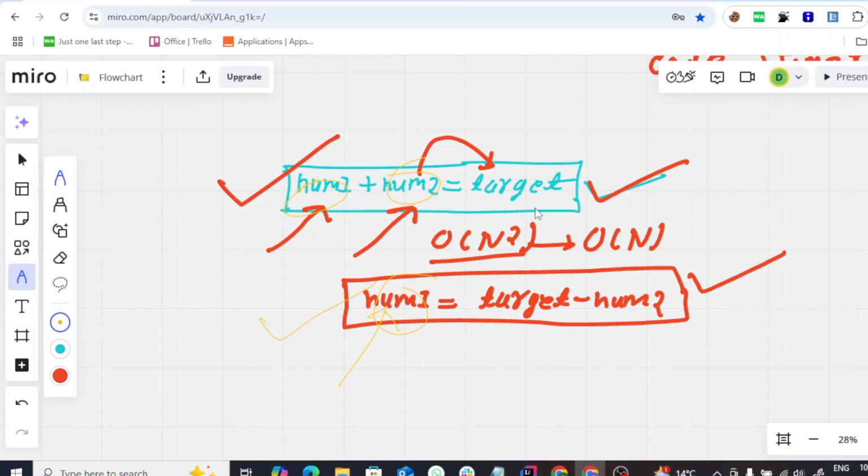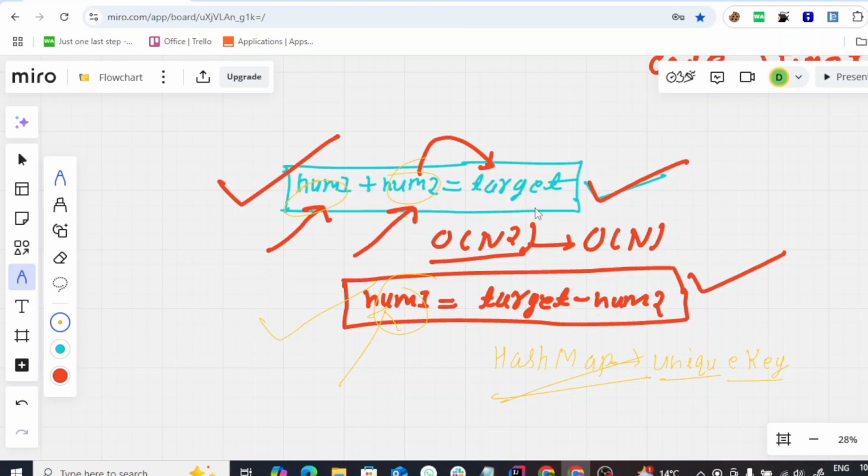If you have basic knowledge about data structures, guys, we have a data structure, the hash map, to find one number, because a hash map stores unique keys. So we can find this solution with the help of a hash map.